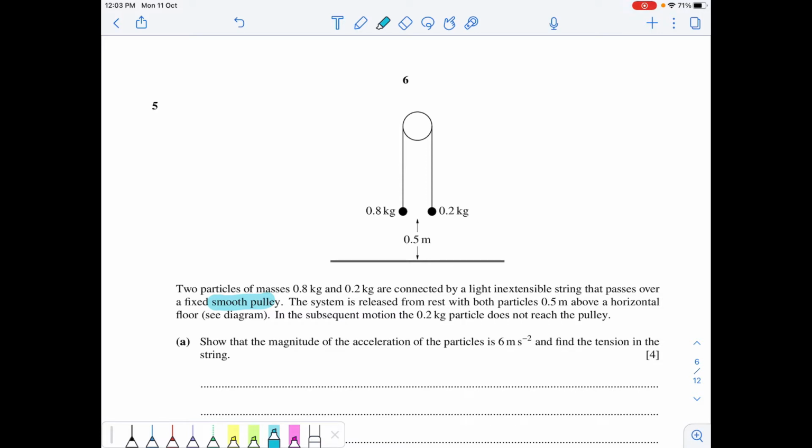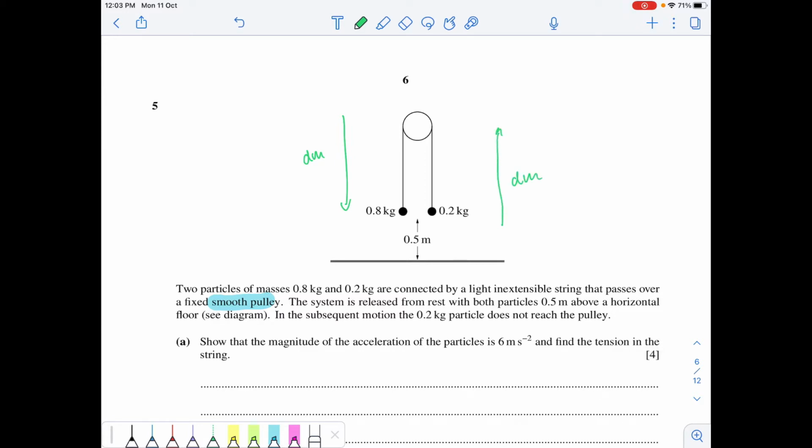Okay, so we need to update our diagram and put in some key information to help us solve the problem. So the first thing we're going to do is look at the two particles and consider in which direction they're going. Now, if you look at the weight of the two particles, the 0.8 kilogram particle is heavier. So its direction of motion is going to be in this direction. And we'll just label it as such. And the 0.2 kilogram particle, its direction of motion will be in this direction.